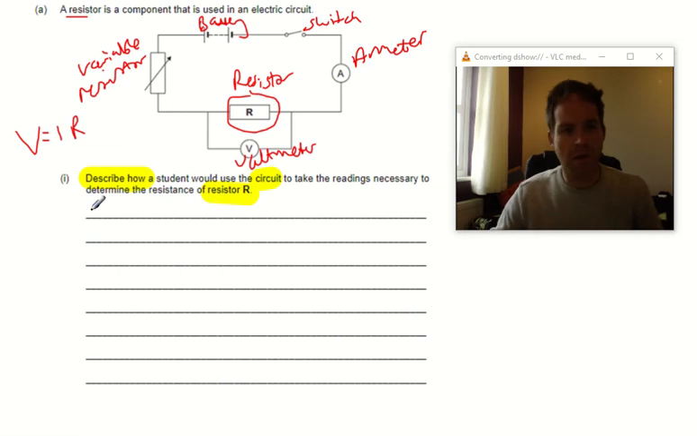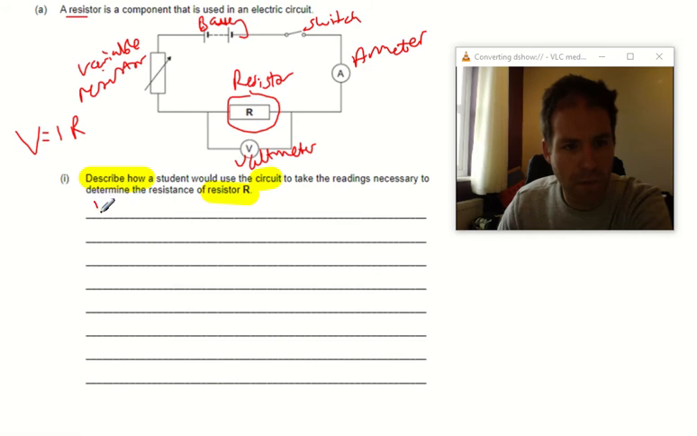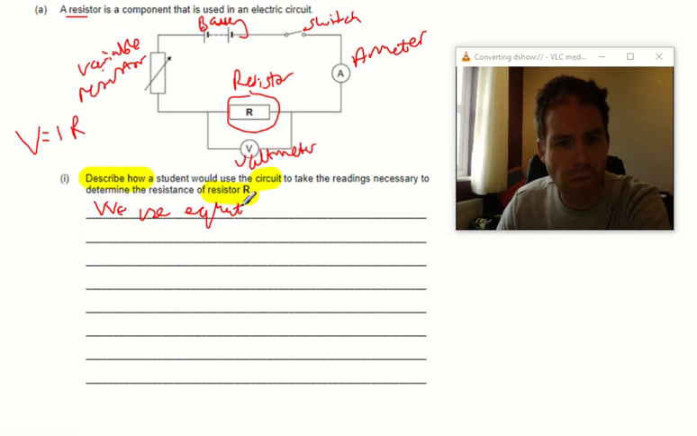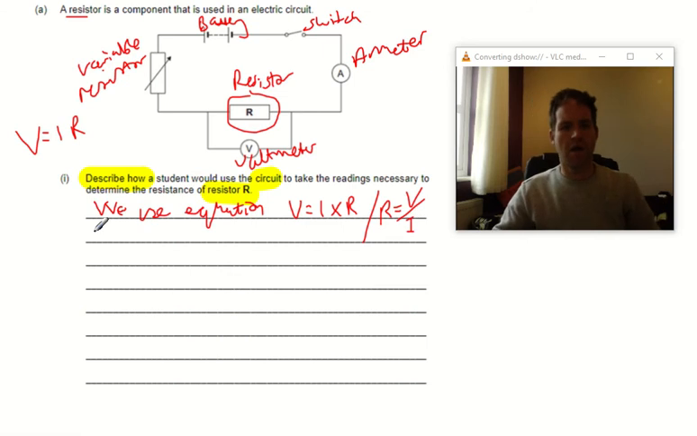So I would start off with saying to determine, okay, we need to use the equation. We use the equation V equals I times by R, rearranged to R equals V over I. Okay, that's our first part. So that's the equation we use.